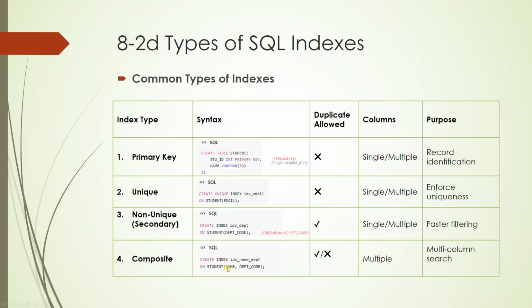When we are applying the index over two or more attributes, name and department code, then this is called a composite index. And a composite index can have multiple, we can add a duplicate record, and we can also restrict it with non-duplicate records. If we use the unique keyword with this one, then it will not be able to take duplicate records.